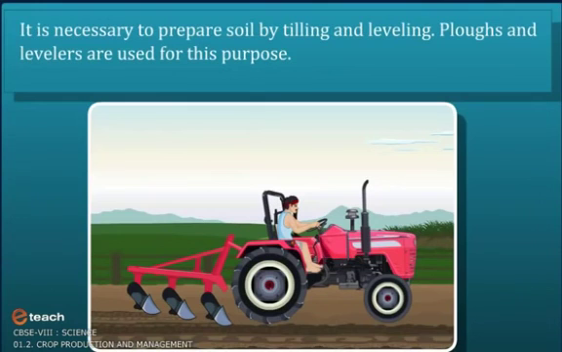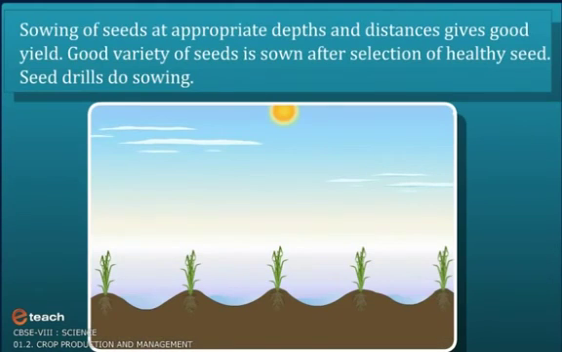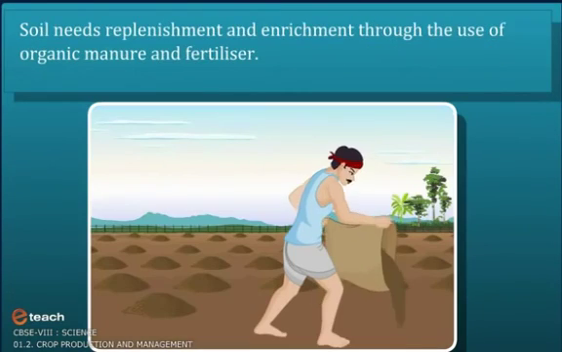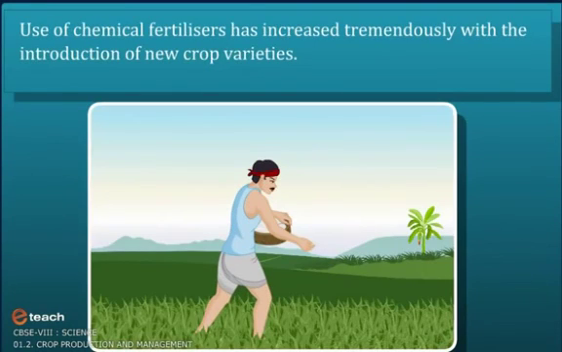Summary. It is necessary to prepare soil by tilling and leveling. Plough and levelers are used for this purpose. Sowing of seeds at appropriate depth and distances gives good yield. Good variety of seeds is sown after selection of healthy seeds. Seed drill does sowing. Soil needs replenishment and enrichment through the use of organic manure and fertilizers. Use of chemical fertilizers has increased tremendously with the introduction of new crop varieties.